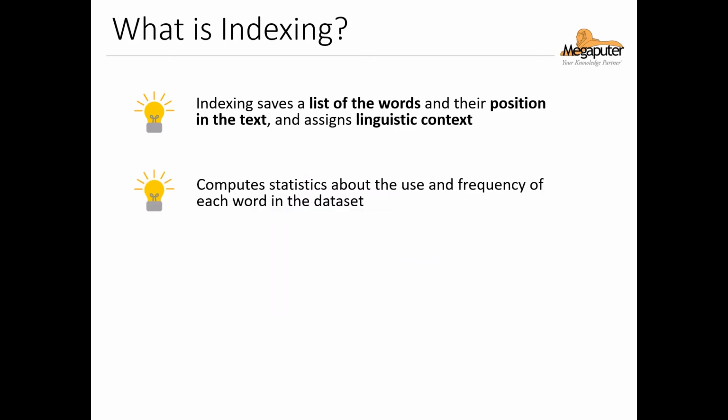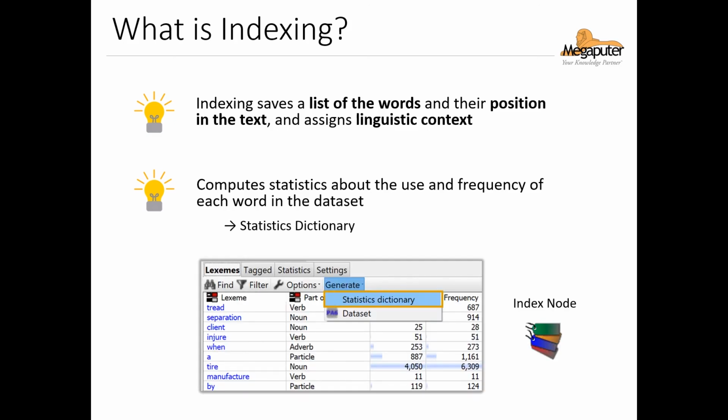Another thing indexing does is that it computes statistics about the use and frequency of words in the dataset. So what does this mean? Well, for humans, linguistic context also contains information that allows us to evaluate the significance of certain words. These are the things our eyes are drawn to when we scan for information. Now, computers can mimic that powerful effect of human cognition by computing the use and frequency statistics for each word in the dataset. And then the index node allows us to compile and export this information into a statistics dictionary.